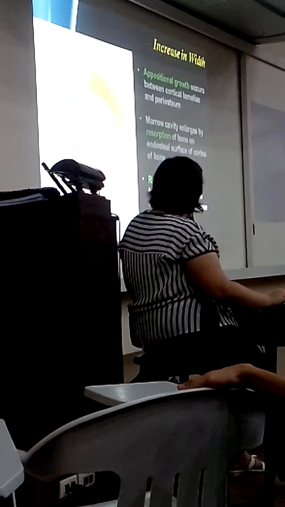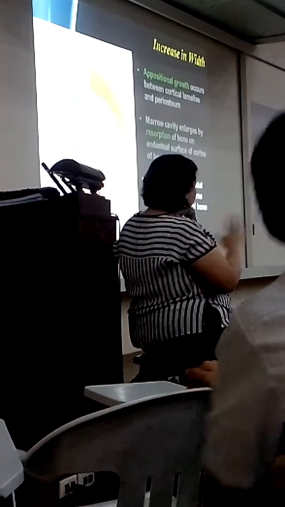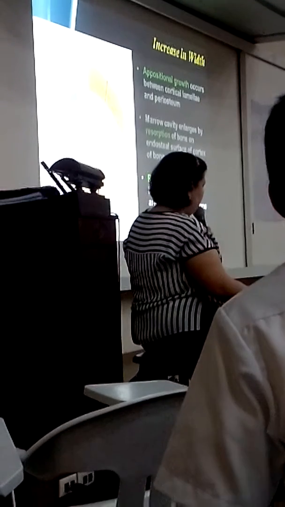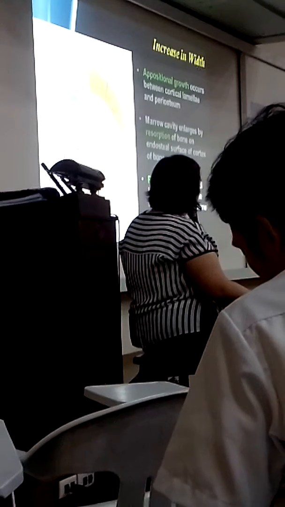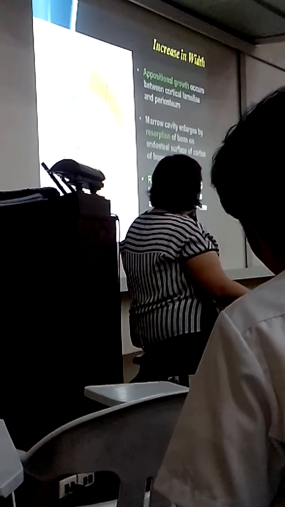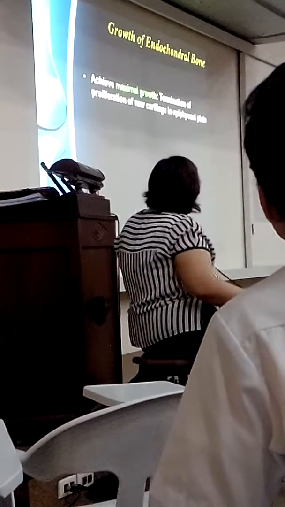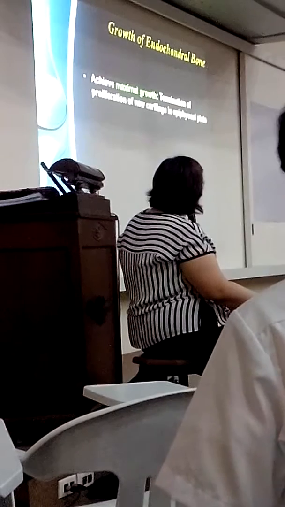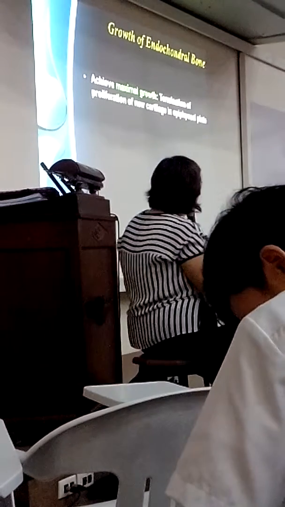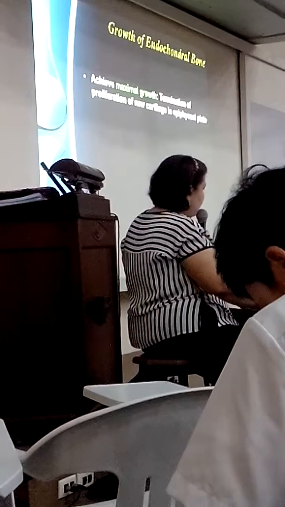So remodeling is the preferential bone resorption in some areas and deposition of bone in others. The whole process is actually bone remodeling. This is what we call the bone remodeling unit: you have resorption, and at the same time you have bone deposition in some areas. So we're talking about growth of the endochondral bone. When you already achieve maximal growth, meaning adulthood, there's a termination of the proliferation of new cartilage in the epiphyseal plate.